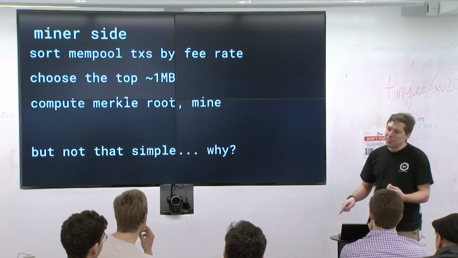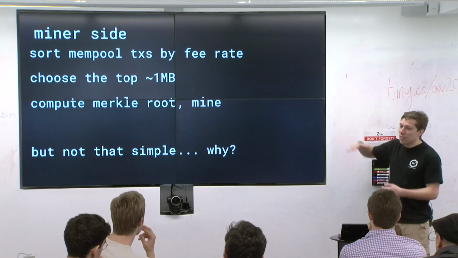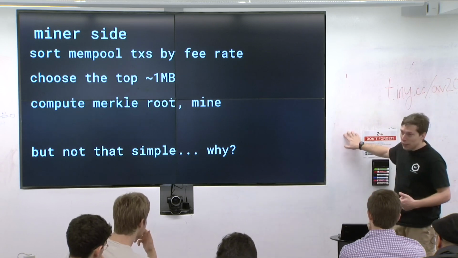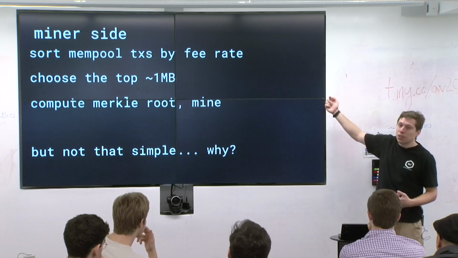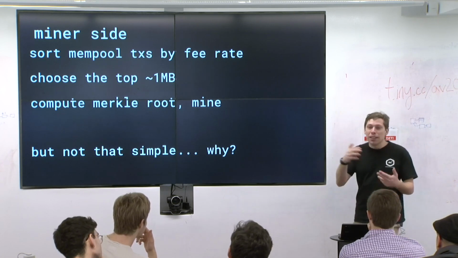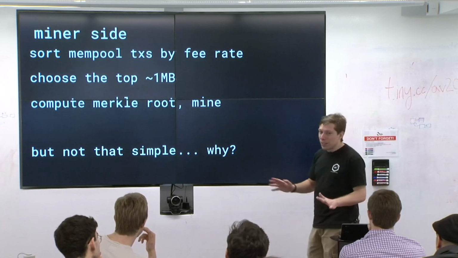Yeah. So there's dependencies, right? So the thing is, there may be a transaction. You can't just take all these transactions independently and sort them. There may be a transaction with a very high fee rate, which depends on a transaction with a very low fee rate, right? And so it's spending an output that hasn't yet been created. So now it becomes NP hard.